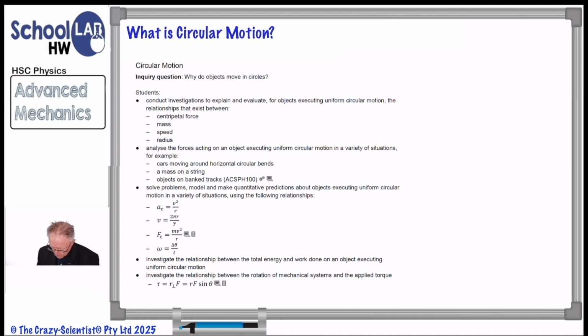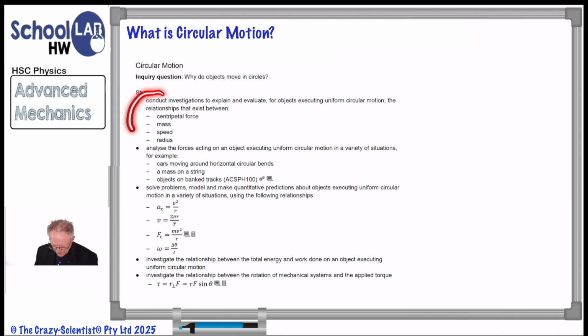Now it says circular motion. The inquiry question is, why do objects move in circles? And that's a fairly easy question to answer. In doing so, we're going to be looking at a variety of things. Why do they move in circles? That is due to a variety of things, such as cars moving in horizontal and circular bends, mass on a string, and objects on bank tracks.